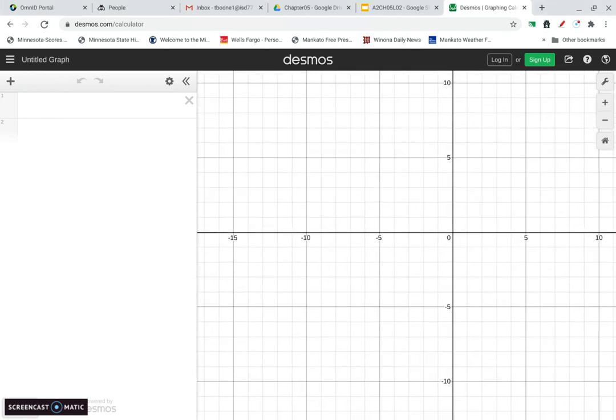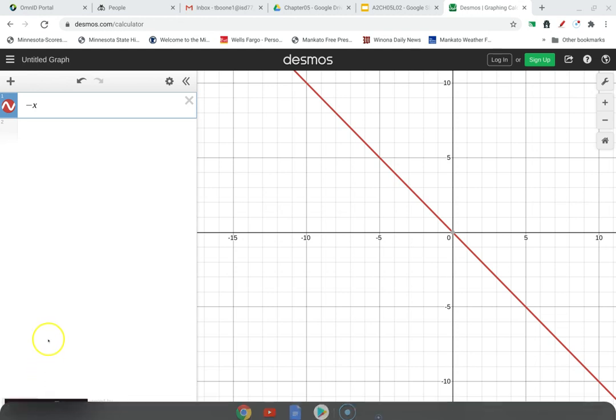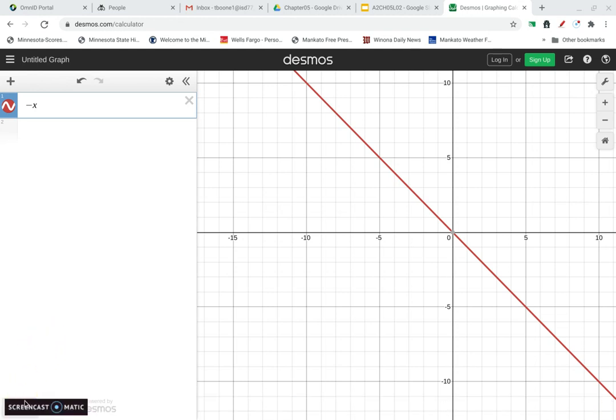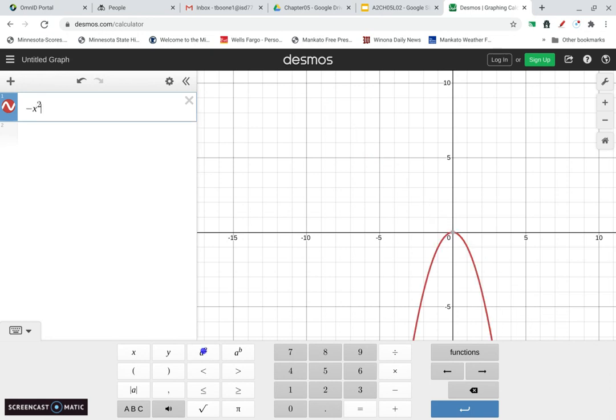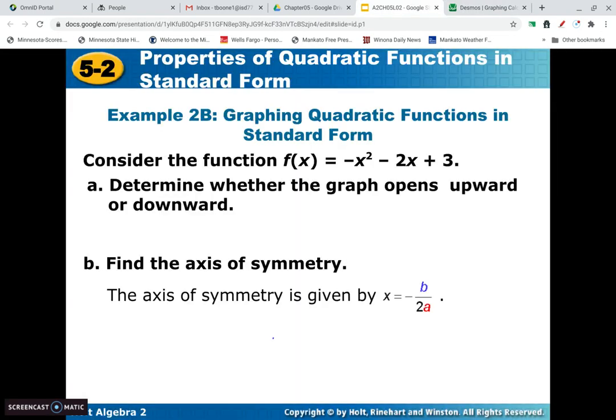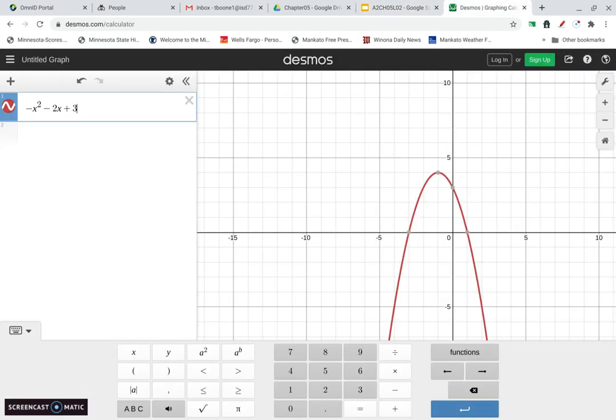All right. Let's see what we got here. Let's go right up here. Negative x squared. There we go. Negative x squared wasn't letting me get to there. Let's see. Minus 2x plus 3. All right. Let me just make sure that I have that right. Yeah, negative x squared minus 2x.